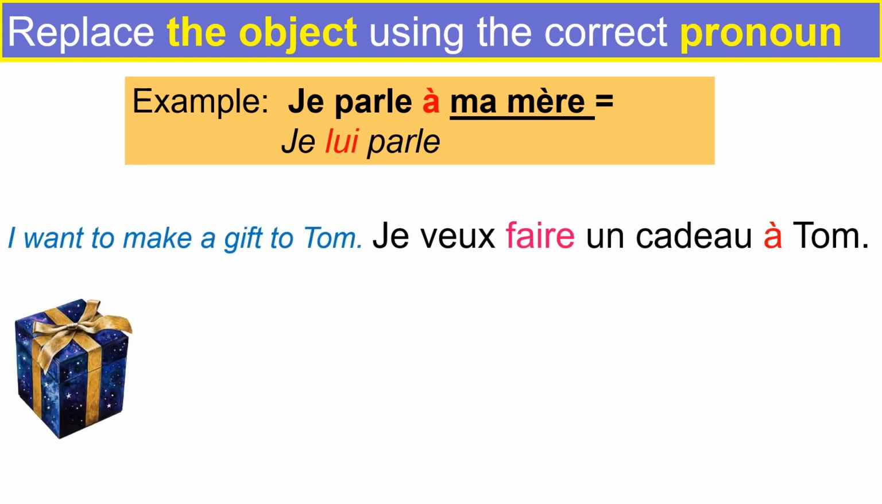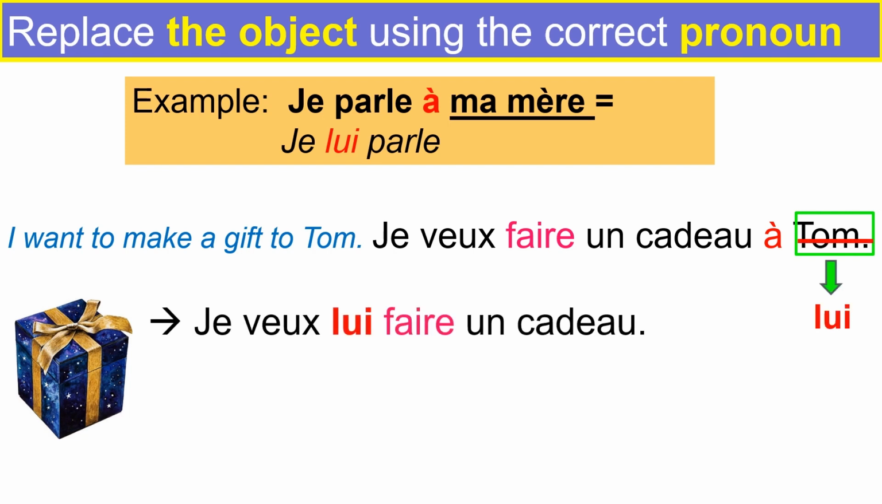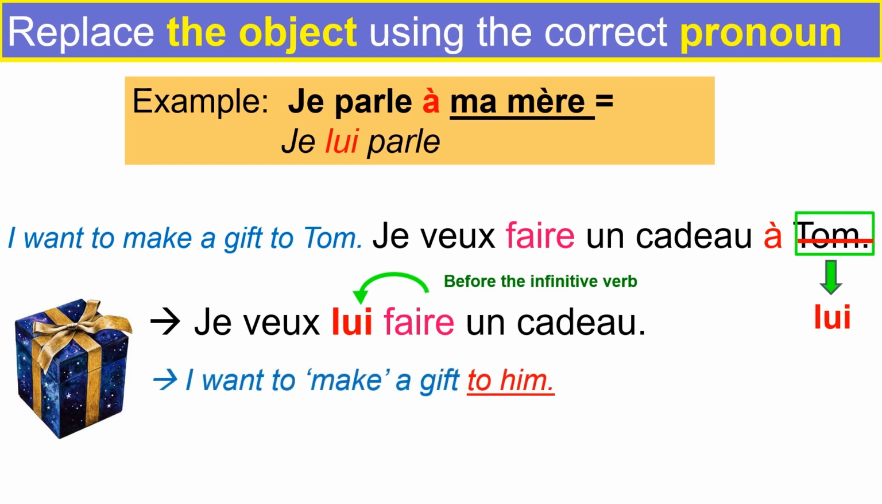Last example, je veux faire un cadeau à Tom. We have the infinitive in pink, faire. Tom is our indirect object. It's the third person, he. Therefore, I can replace it with lui. And the final version is going to be je veux lui faire un cadeau with the pronoun before the infinitive verb, and the translation, although it's a bit awkward in English, I want to make a gift to him.